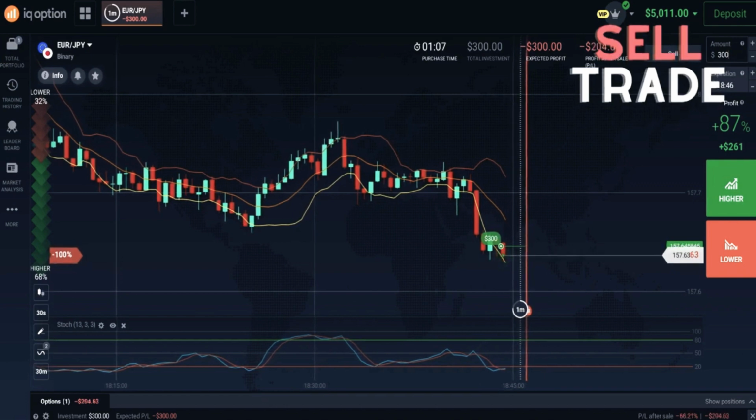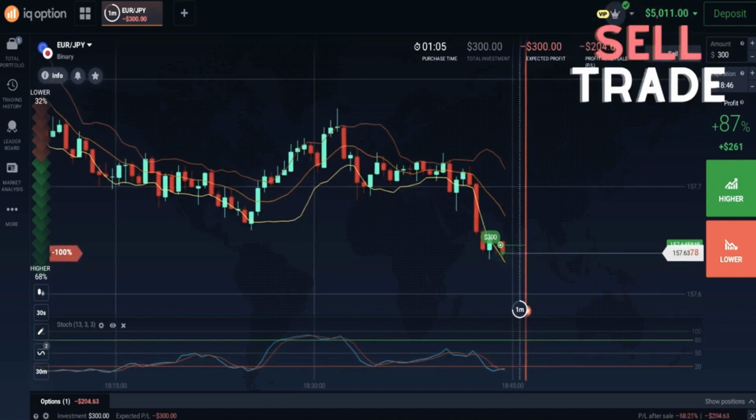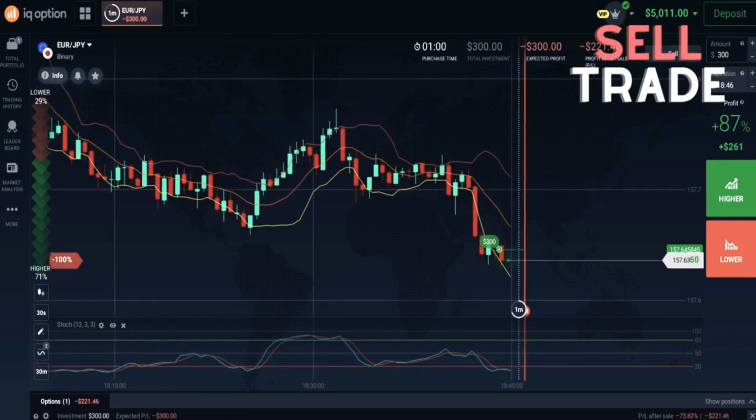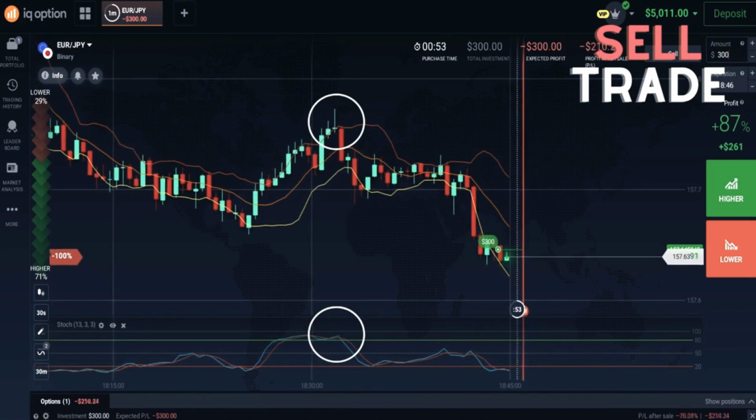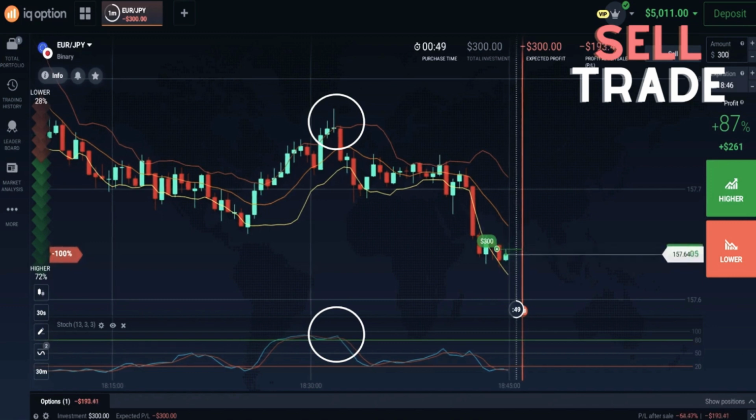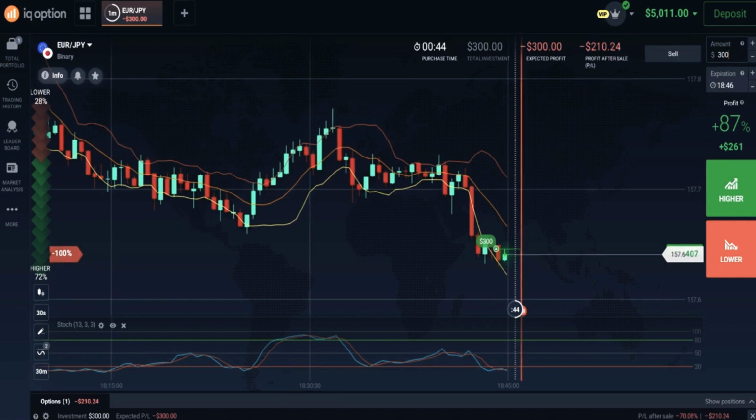Sell trade rules. To take a sell trade, two conditions must be fulfilled. 1. The candle on the chart should touch the top line of the Bollinger Band indicator. 2. The stochastic oscillator should touch the overbought 80 line above, and the red line should cross the blue line and move down. If both of these requirements are met, you should immediately enter a sell trade.